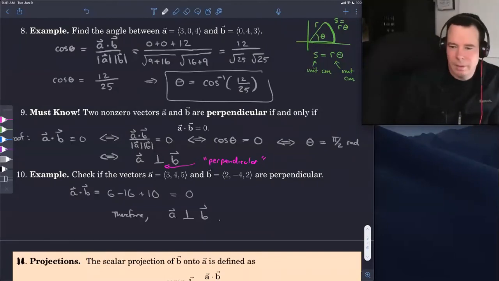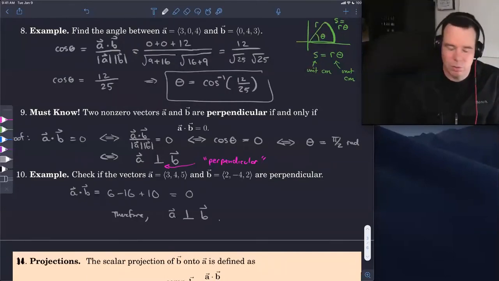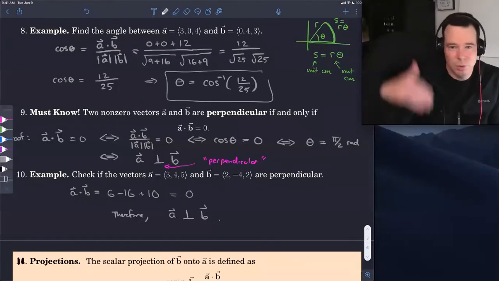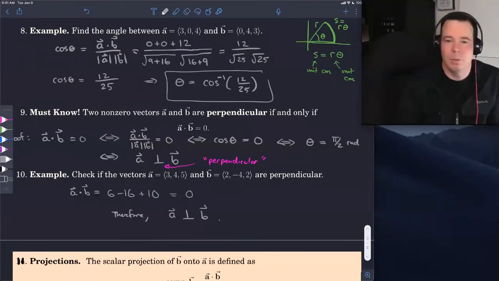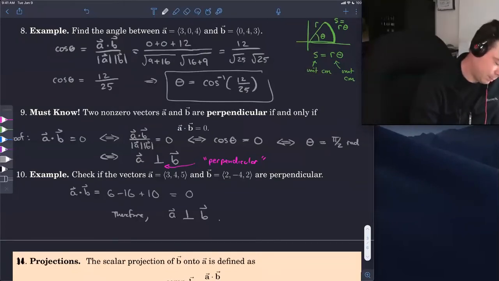This is really one of the results about the dot product that we're going to use almost all the time: the dot product is really a way of telling whether two vectors are perpendicular or not. Moreover, if they're not perpendicular, then we can use that relationship to the angle above to figure out precisely what the angle is.